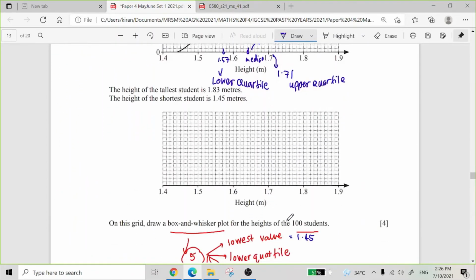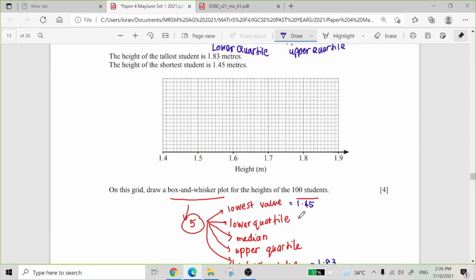So we rewrite all of these values here. The lower quartile is 1.57. The median is 1.64. The upper quartile is 1.71. So it's time to draw the box plots. We start here to draw the axis. Actually, there is no rigid formula for the width of the box plot, so you can draw it as long as it's the same for each box.